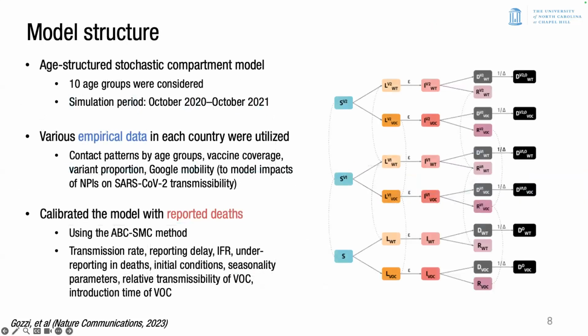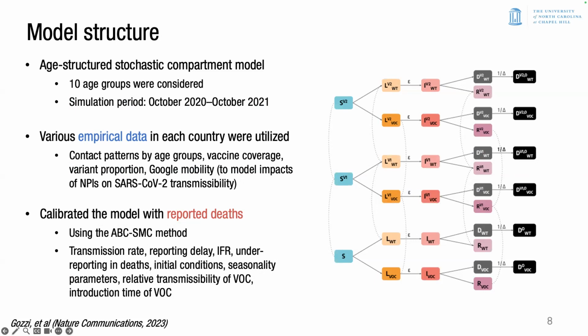Now let's take a brief look at their model. They employed an SEIR-like age-structured stochastic compartment model, considering 10 age groups, and the simulation period ranged from October 2020 to October 2021. A notable strength of this study lies in its reliance on various country-specific empirical data, including contact patterns by age group and variant proportions. Particularly interesting is the use of Google Mobility reports to model the impact of non-pharmaceutical interventions, which is NPIs, on SARS-CoV-2 transmissibility here.